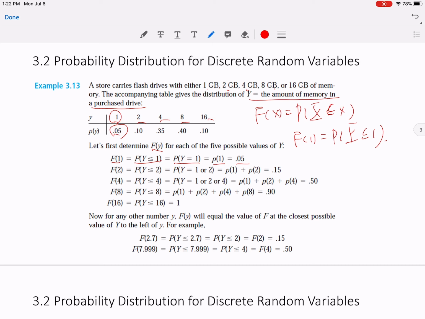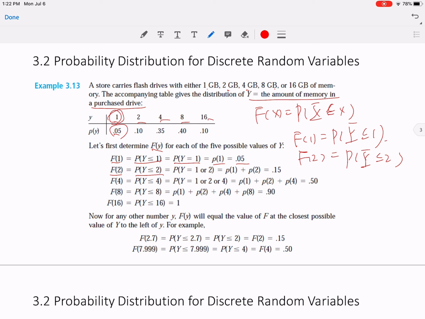And the next possible value is 2. F of 2, of course, based on the definition, is equal to the probability of y less than or equal to 2, right? That's coming from the definition of the cumulative distribution function. So this is the probability of y less than or equal to 2. So now let's take a look at how many numbers are less than or equal to 2 in the probability distribution.